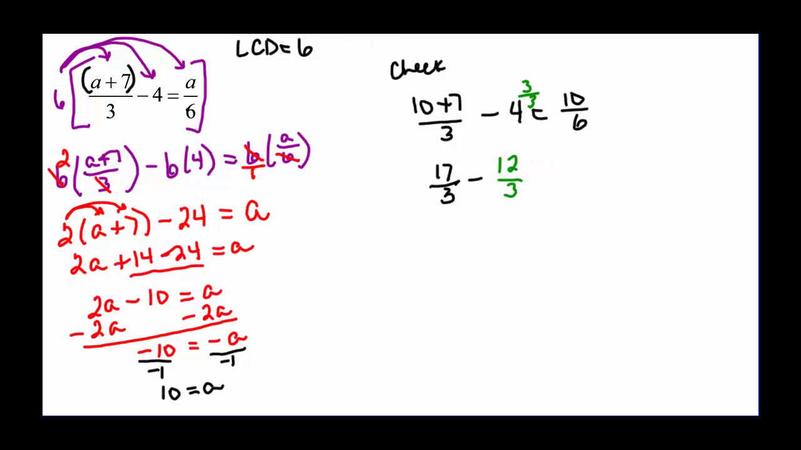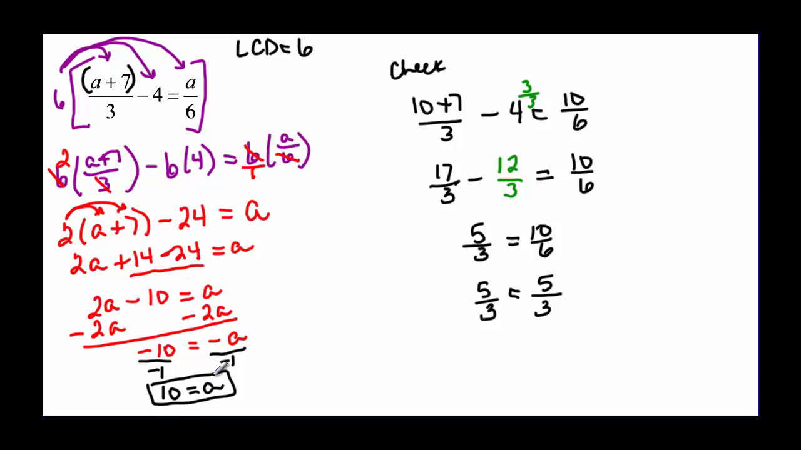And then that's going to be equal to my 10 over 6, which I may have to reduce. But we'll look and see. 17 minus 12 then on this side is 5 and over 3 equal 10 over 6. And if I reduce 10 over 6, they're both divisible by 2. So it is 5 over 3 equal to 5 over 3. And now I know that a really is 10.